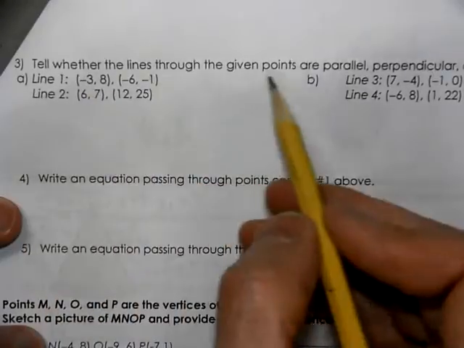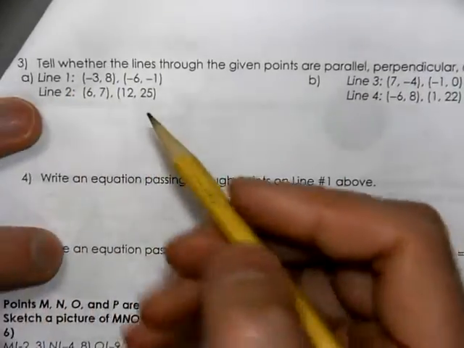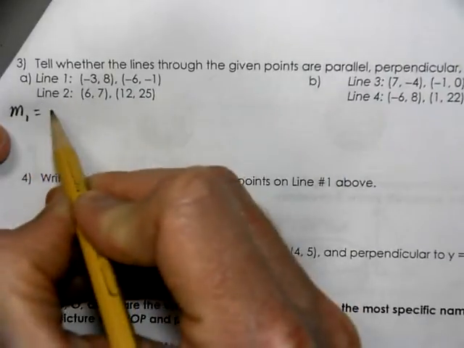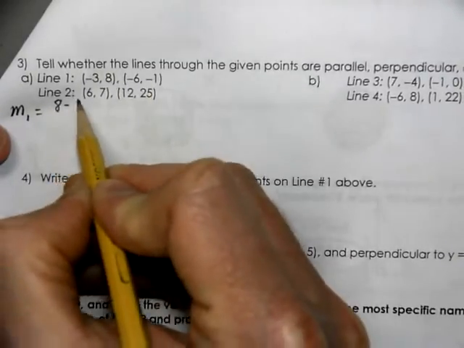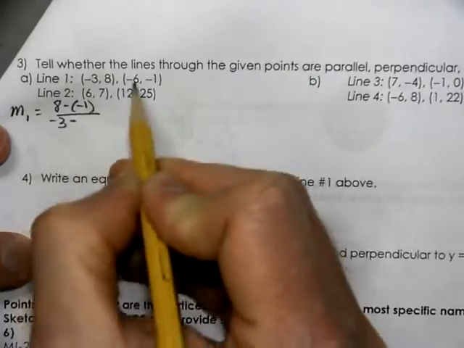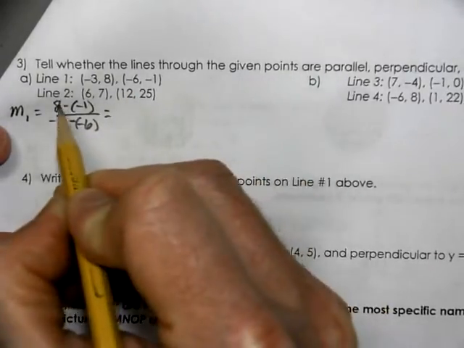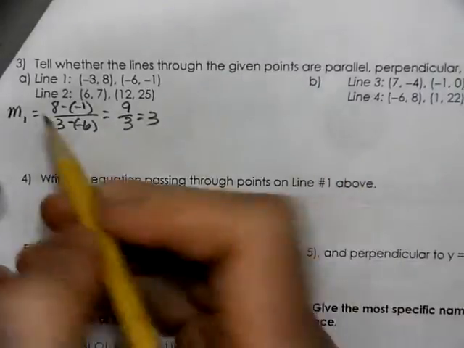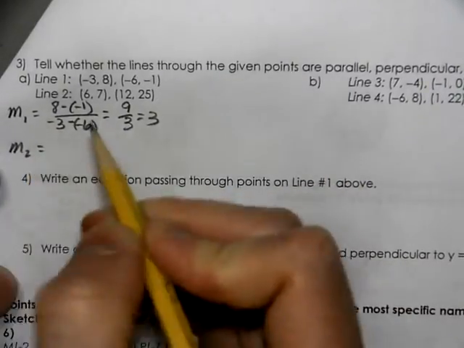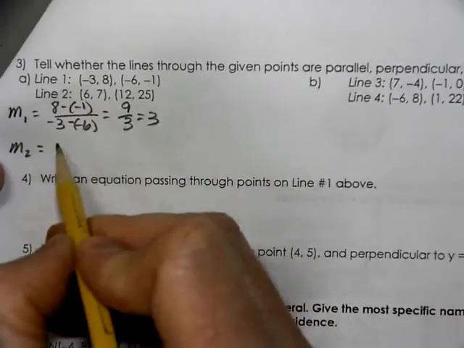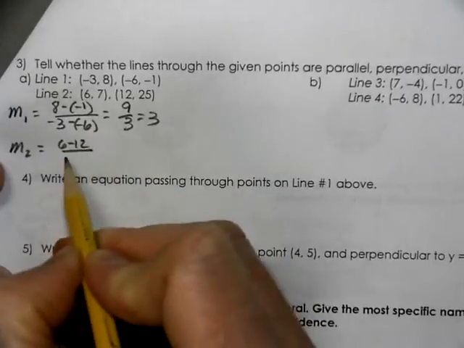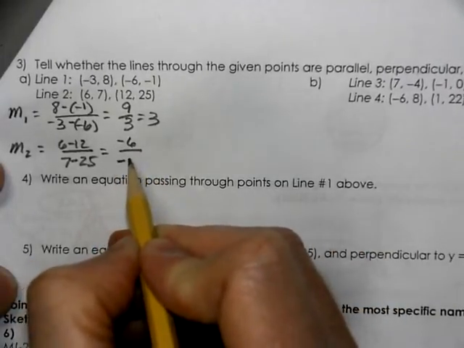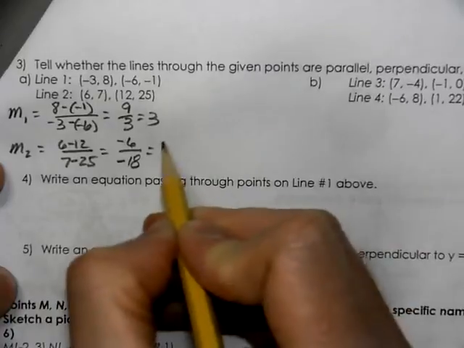And the third question, we're going to look at what's parallel and what's perpendicular between these two lines. We're going to need to look at the slope to determine this. So we're going to look at the slope of line 1. So that's y minus y over x minus x. So this is 8 plus 1 and negative 3 plus 6. So we have a slope of 3. The slope for the second line would be 6 minus 12 and 7 minus 25. So this reduces to 1/3.